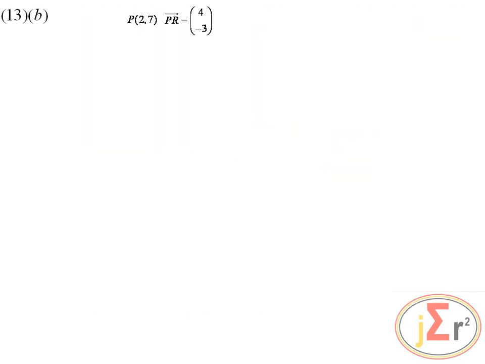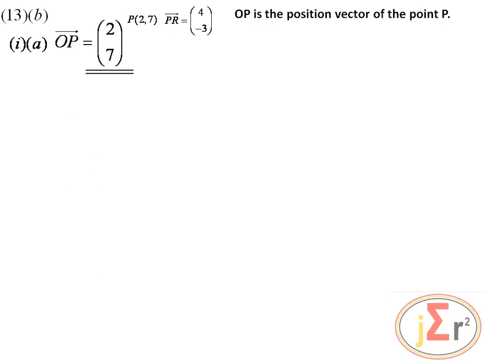There we have a point P, 2, 7, and a vector PR, which is 4, negative 3. OP is the position vector of the point P. Now the position vector of a point is the vector that goes from the origin to that point. And all we need to do is write the coordinates of the point in the form of a column vector. Or a column matrix that turns out to be a vector. That's all there is to it.